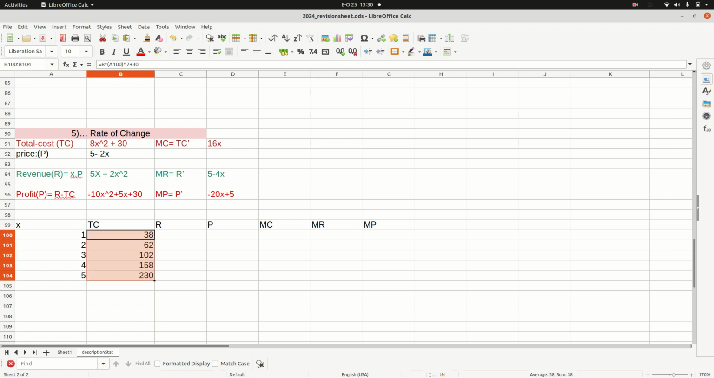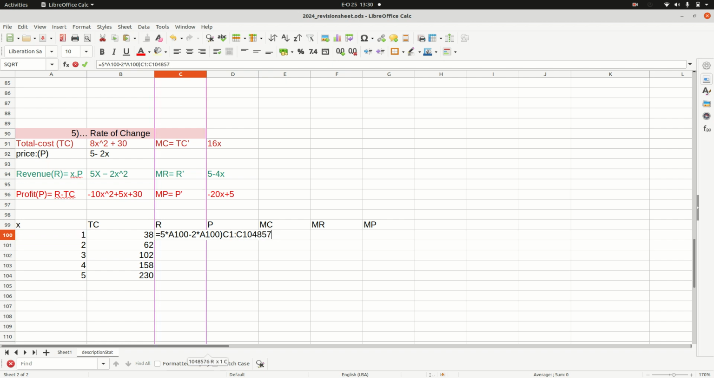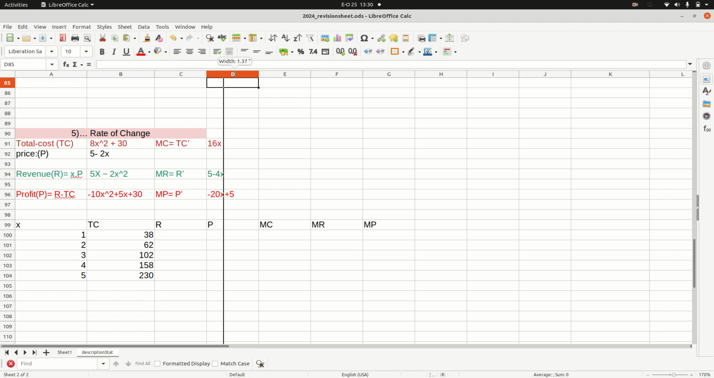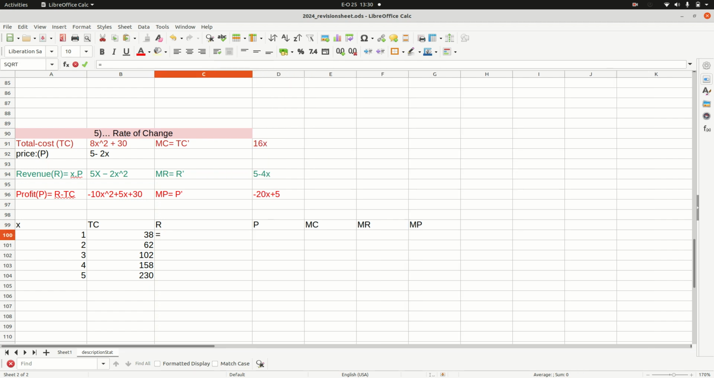I have that the revenue is equal to 5 times the first production, minus 2 times the production squared. So I need to extend this. So this is equal to, I'm picking the R. R is giving us 5 times x, minus 2 times x squared. Then I can drag this for the first 5 productions.